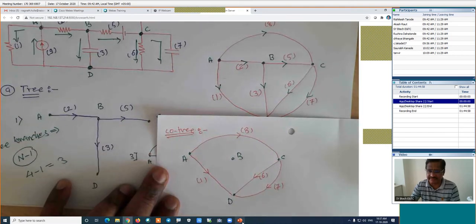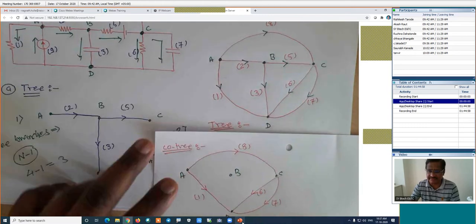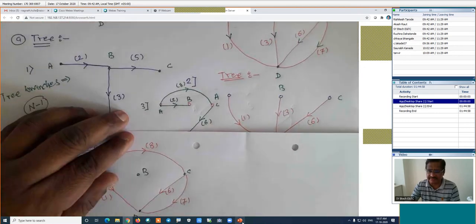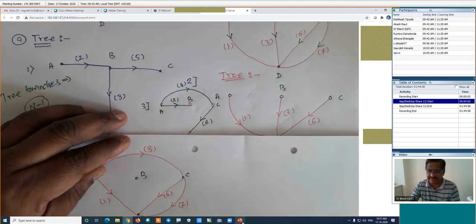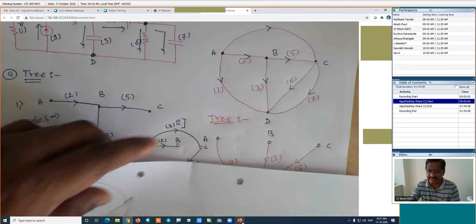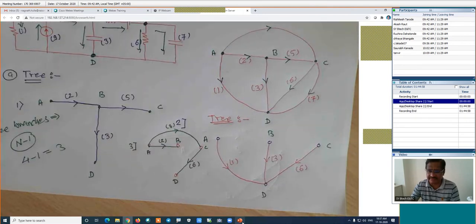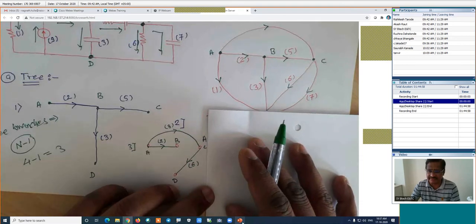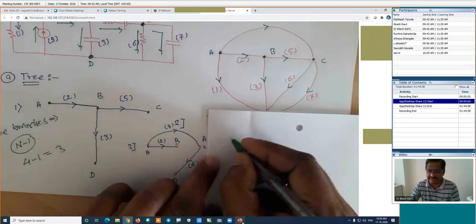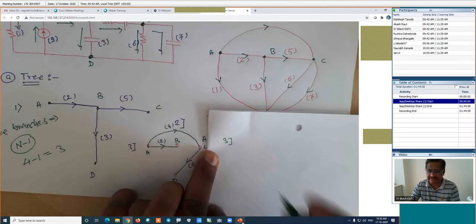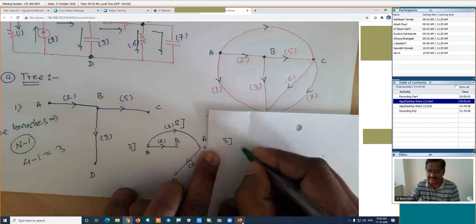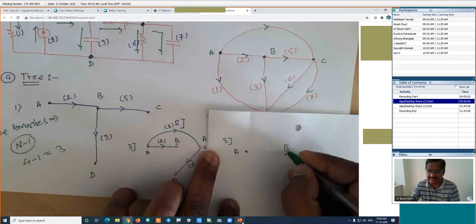Is it right? Then I will try to draw the cotree for the second tree. I will draw the cotree for this second tree. I will take this part. For this third figure, how will its cotree be? This is node number 1, node number 2, node number 3, and node number 4. I will call it node A. This will be node B. This is node C, and this is node D.